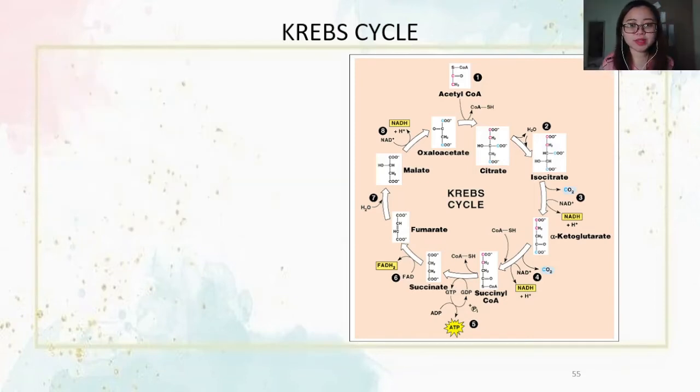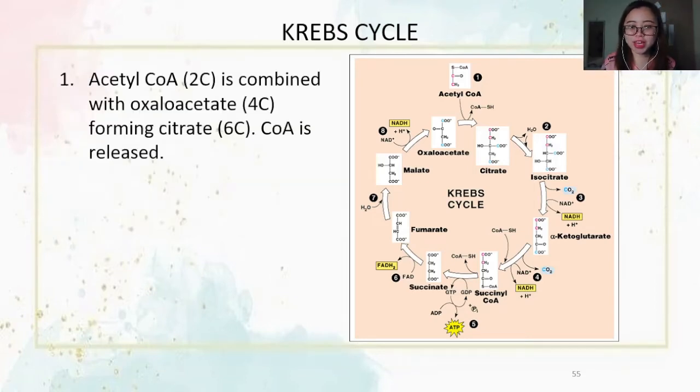We'll begin the Krebs cycle with acetyl CoA, which is a 2-carbon molecule. Acetyl CoA is combined with oxaloacetate, a 4-carbon molecule, forming citrate, a 6-carbon molecule here. The CoA part of acetyl CoA will be released.